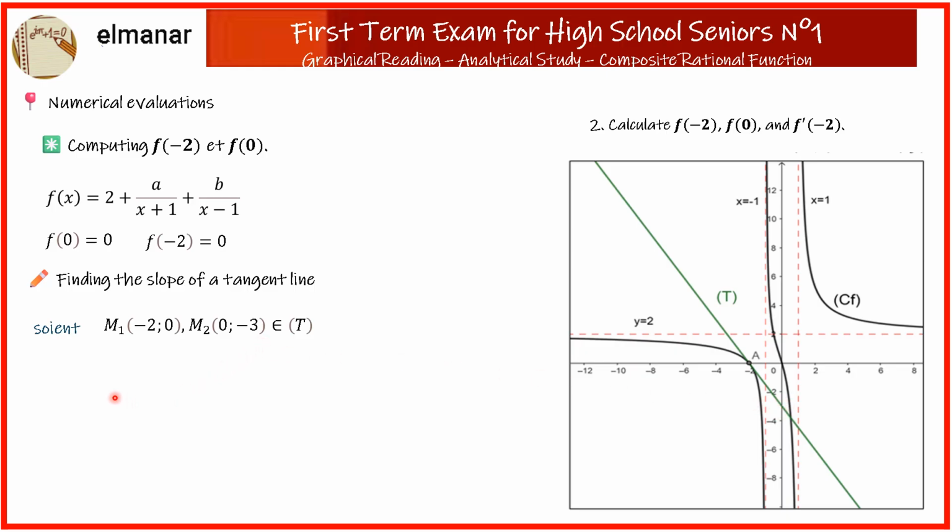To find the slope, we subtract the vertical value of the first point from the vertical value of the second point, specifically -3 minus 0. Then we subtract the horizontal value of the first point from the horizontal value of the second point, which is 0 minus -2. This amounts to dividing -3 by 2, which gives a slope equal to -1.5.